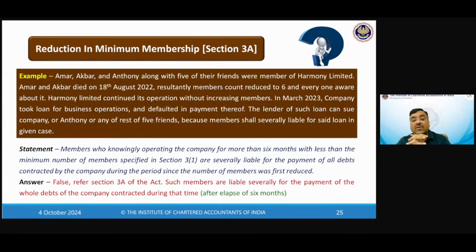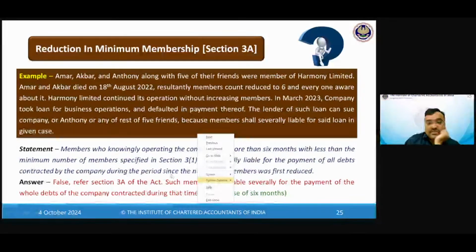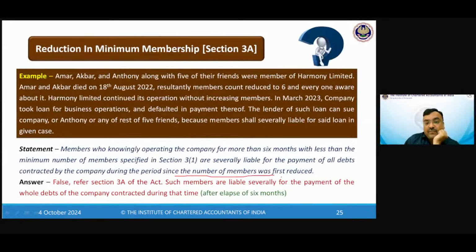Statement: members who knowingly operate the company for more than 6 months with less than the minimum number of members specified in section 3 subsection 1 are severally liable for the payment of all debts contracted by the company during the period since, this is the question children, since the number of members were first reduced. The answer is false. Refer to section 3A of the Act.